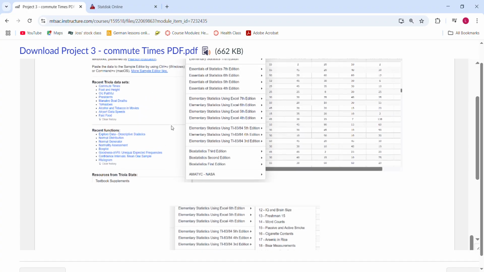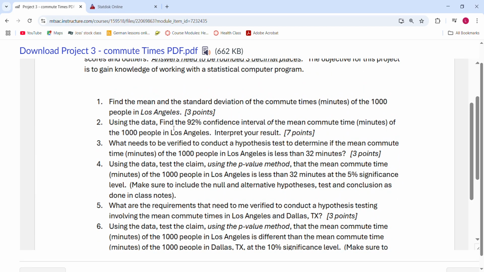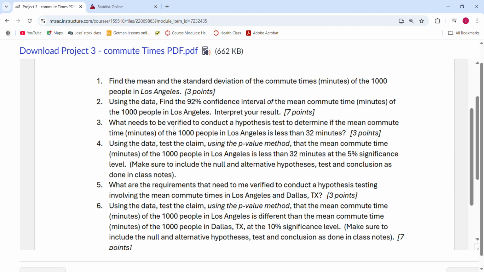So I'm going to go ahead and open up StatDisk in just a second. But first, number 1 is asking for those descriptive statistics, which we've done already in both Project 1 and Project 2. The number 2 says to use the data, find the 92% confidence interval of the mean commute time in minutes of the 1,000 people in LA and interpret your results. So this time it's asking for a confidence interval, which we also did in Project 2, but make sure to interpret your results. Also, big focus is that we're dealing with means for this problem.